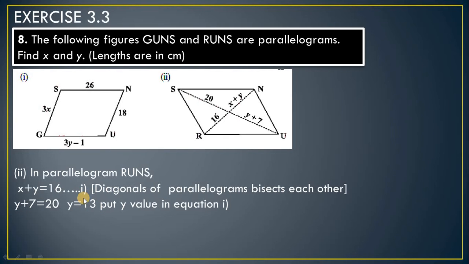Put it into equation 1. So x plus y, with y as 13, equals 16. So x will be 16 minus 13, which is 3. So we got the values of x and y: x is 3 and y is 13 centimeter.